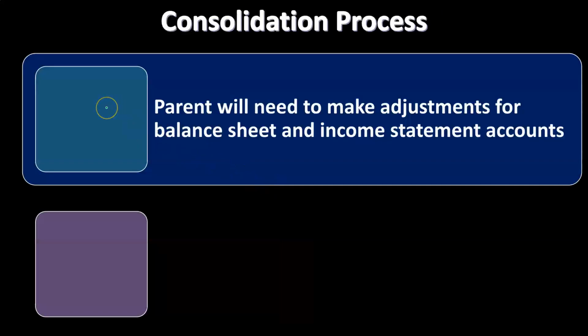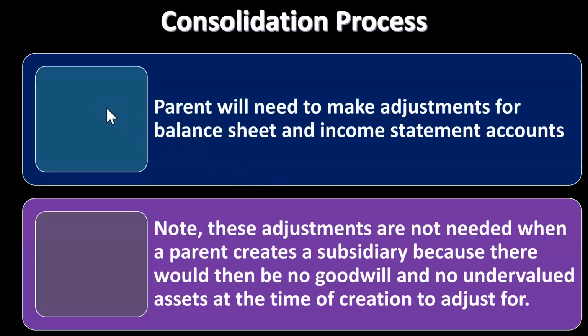So when we have the consolidation process, what's going to happen? Well, the parent will need to make adjustments for the balance sheet and income statement accounts. Note these adjustments are not needed when a parent creates a subsidiary because there would be no goodwill and no undervalued assets at the time of creation to adjust for. So now that we have the consolidation process, we're going to have to do some adjustments within that process to account for this difference, right?